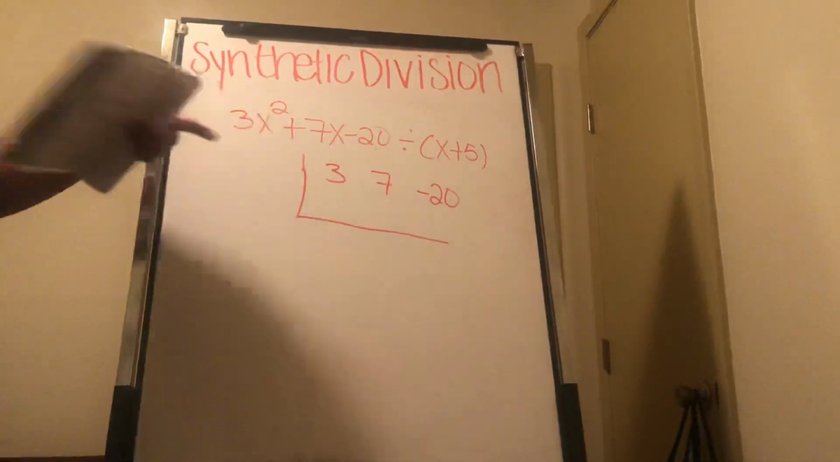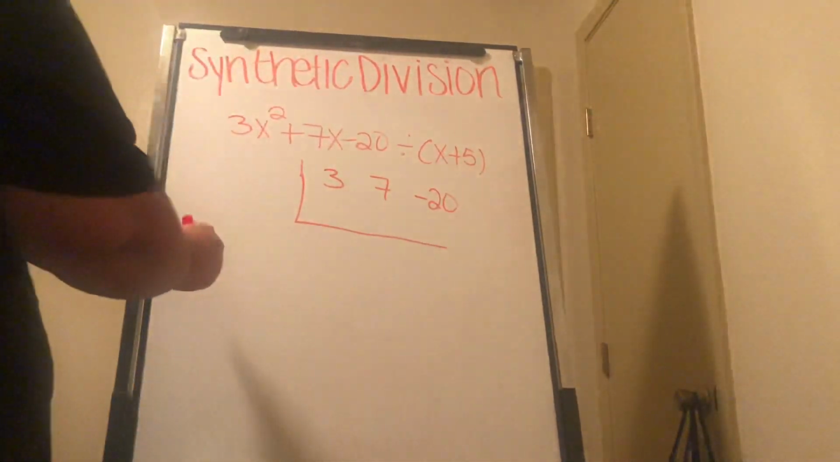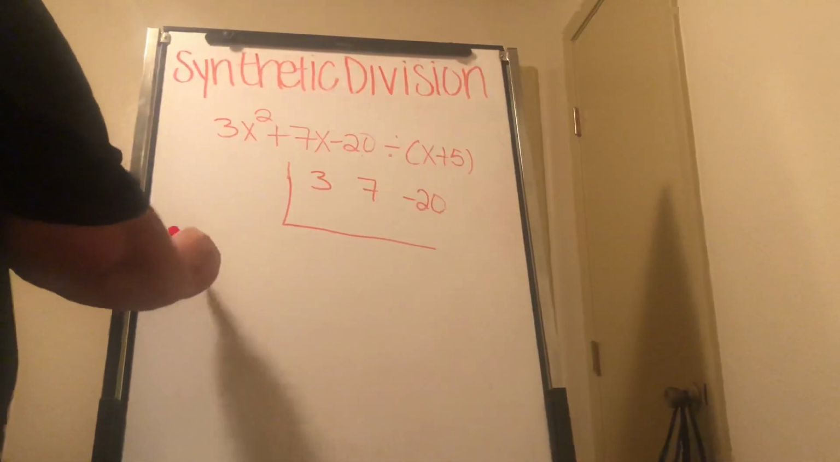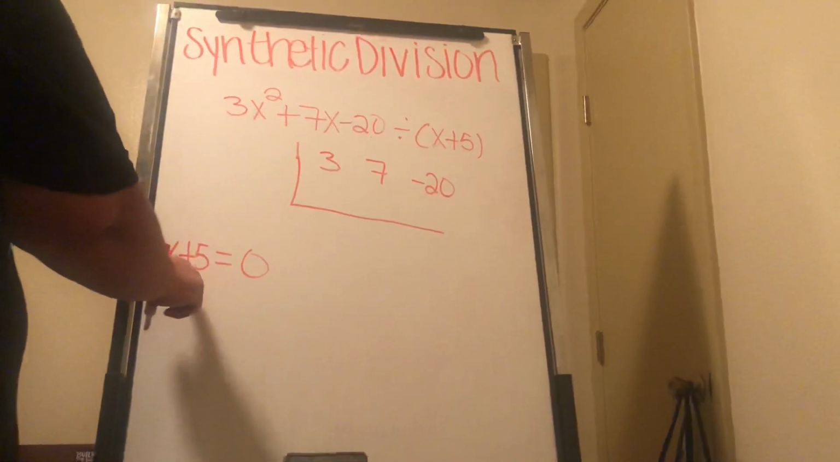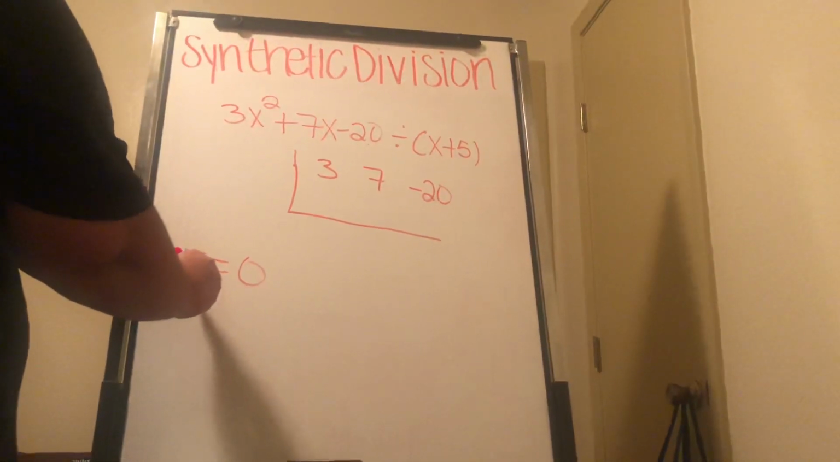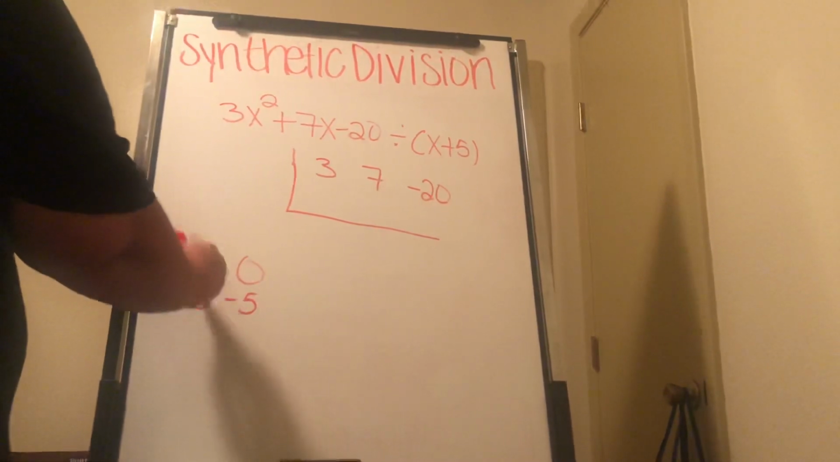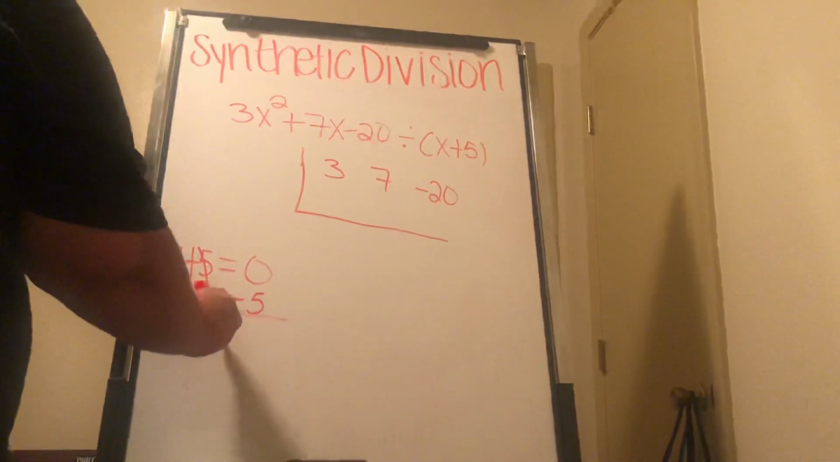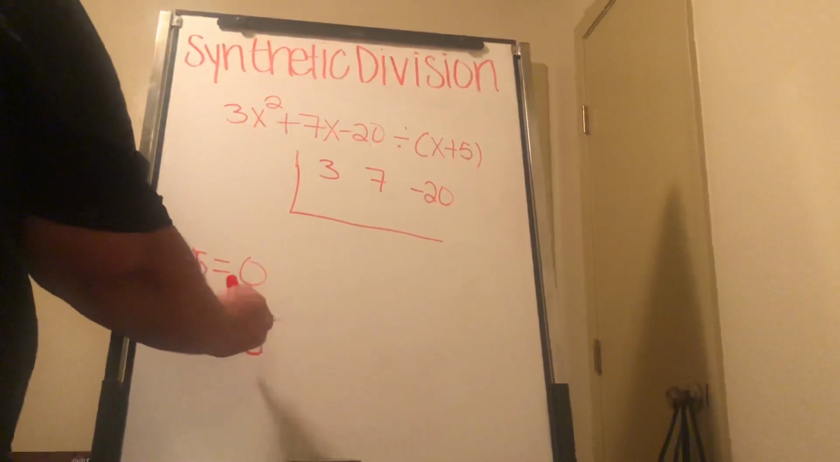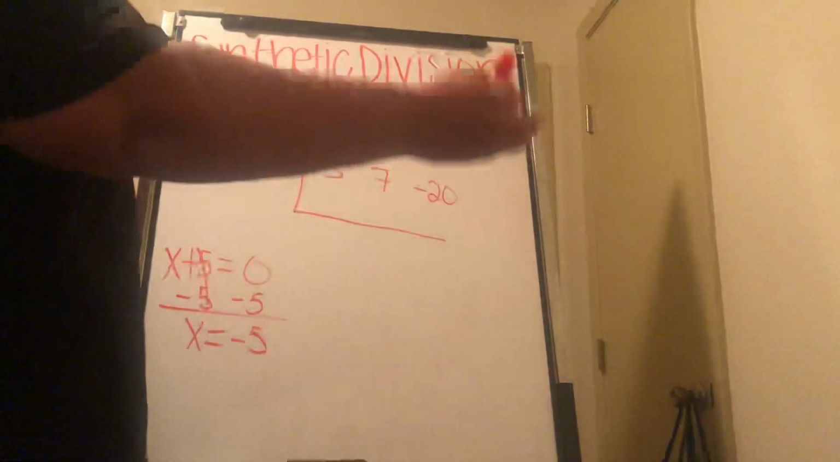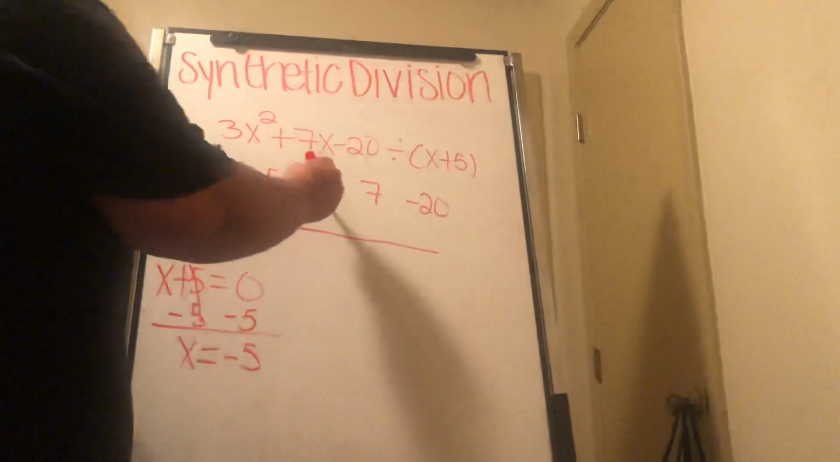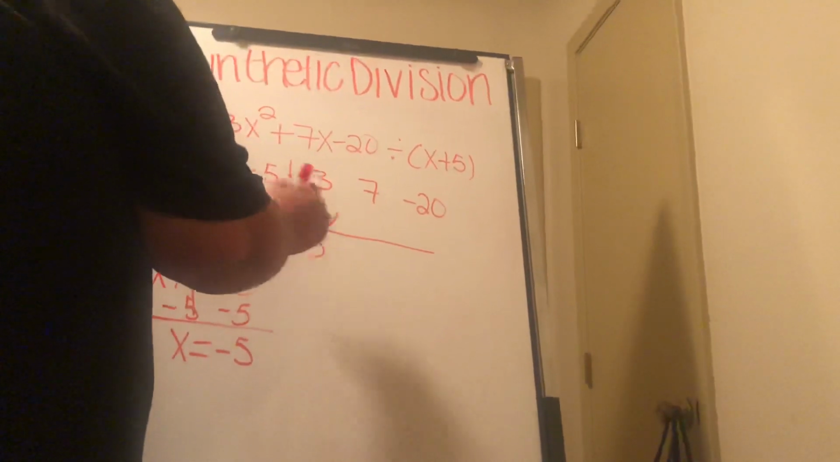And then let's get the number we're going to divide into each one. So it's going to be x plus 5 equals 0. Let's go ahead and solve for x. Opposite of plus 5, minus 5. This cancels. x equals negative 5. That means negative 5 goes right here. And now we begin. You drop the first one, and we begin.